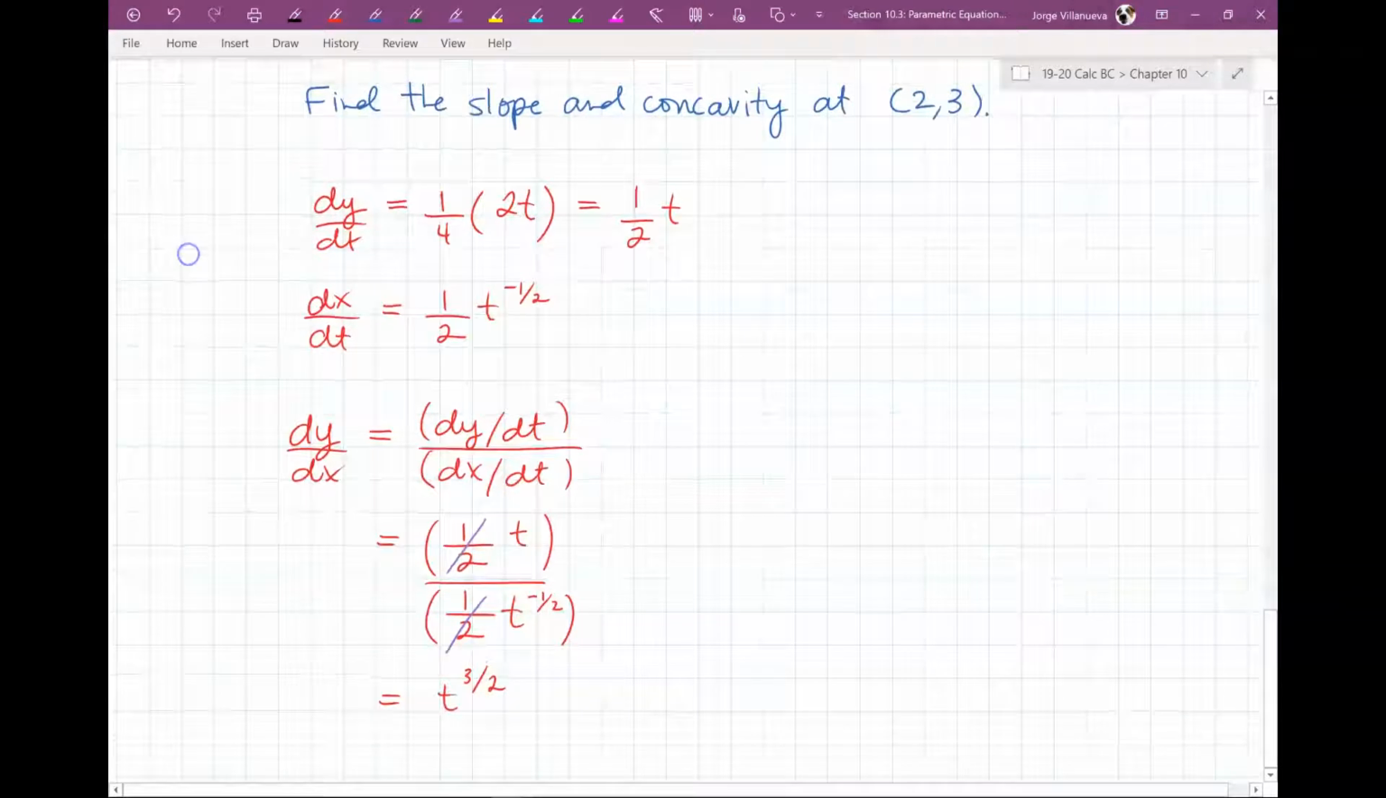So they ask us to find the slope and concavity at the point (2, 3). We're going to talk about that, okay? At the point (2, 3), we'll figure it out. But let's first do the second derivative, then we'll do the adaptation of what we need, okay? Because notice, they said at the point (2, 3), that's x, y, but I have a t, so I can't really plug anything in right now, right? So let's do the second derivative.